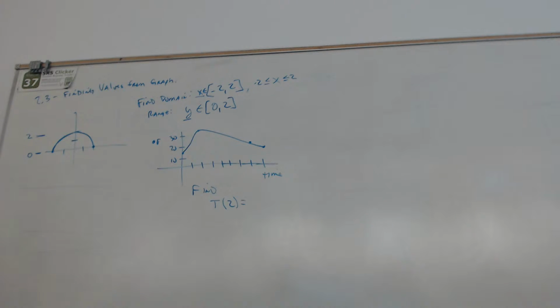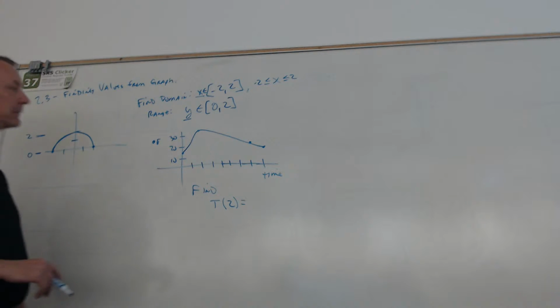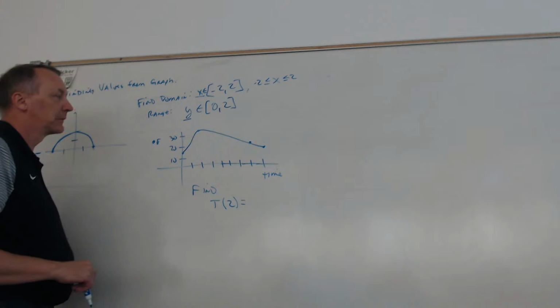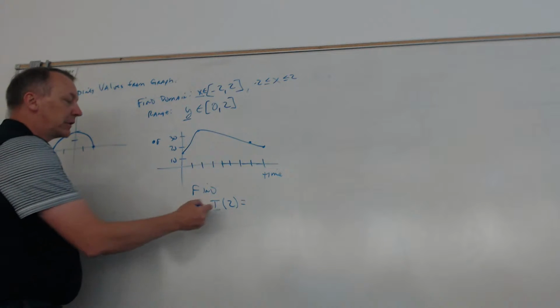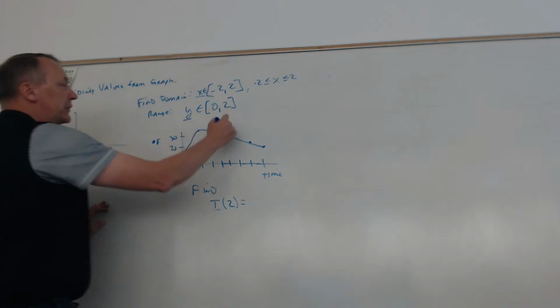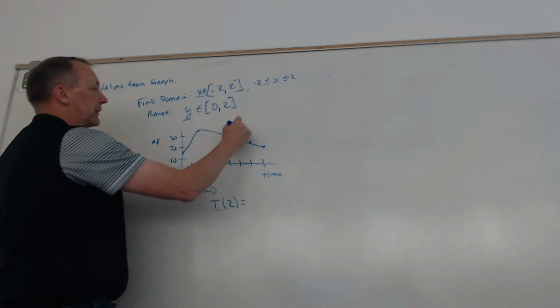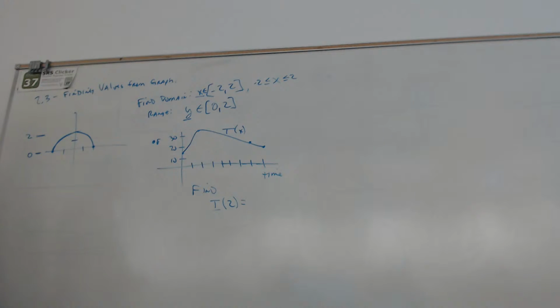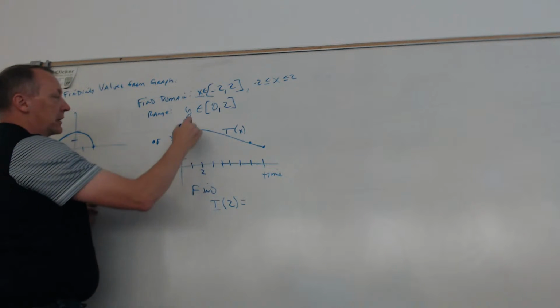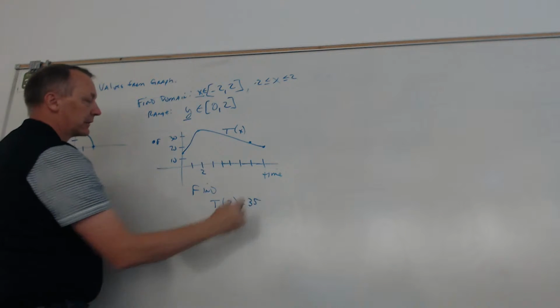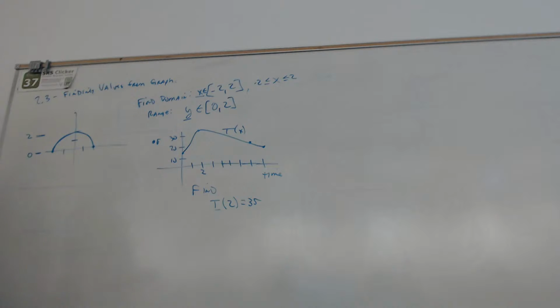Marco, T of 2? Is T just a variable? T is your function. Okay. So this is your function T, T of x. You go to 2 on the x-axis and go up. So it'll be like, what's that, 35? 35, that sounds good. Okay? Since it's obviously so clear.